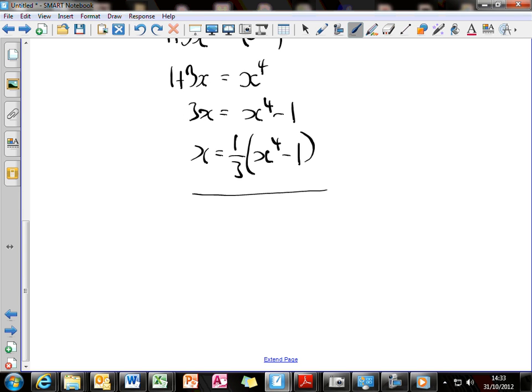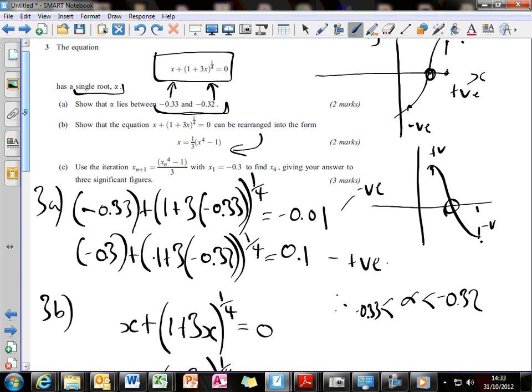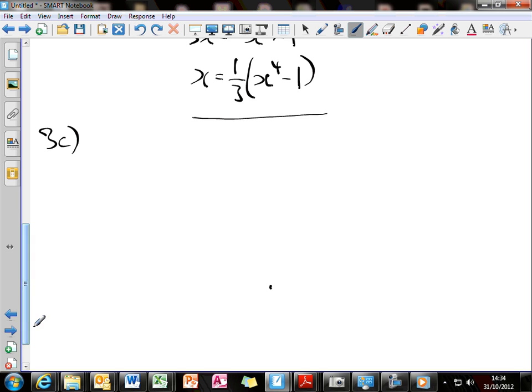Okay, finally, for part C, it says use the iteration x n plus 1 is equal to x n to the power 4 minus 1 over 3, with x1 equaling minus 0.3. So it's doing this iteration from what we've just found. So this is going to be x n plus 1 equals basically x n to the power 4 minus 1 all over 3. So those things are the same, but this is like an iteration formula.